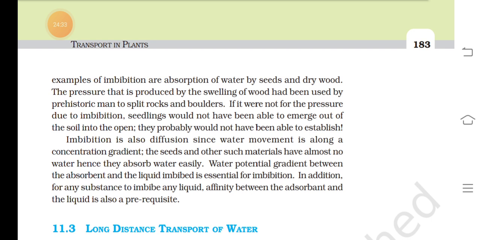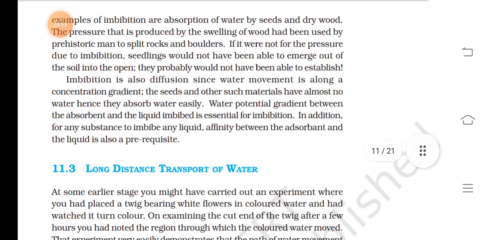If it were not for the pressure due to imbibition, seedlings would not have been able to emerge out of the soil into the open. They probably would not have been able to establish. Imbibition is also diffusion. Since water movement is along a concentration gradient, the seeds and other such materials have almost no water, hence they absorb water easily.